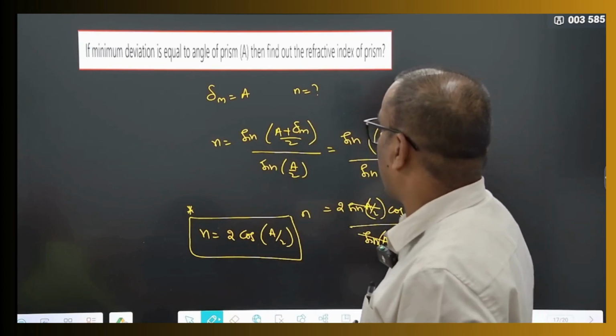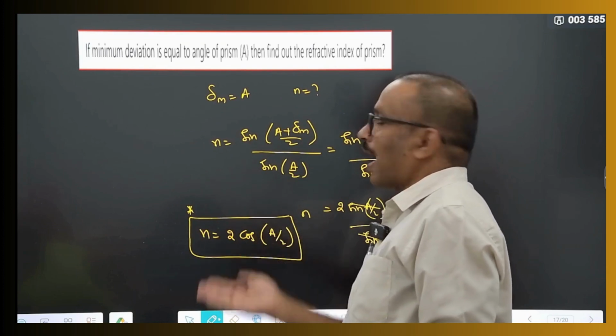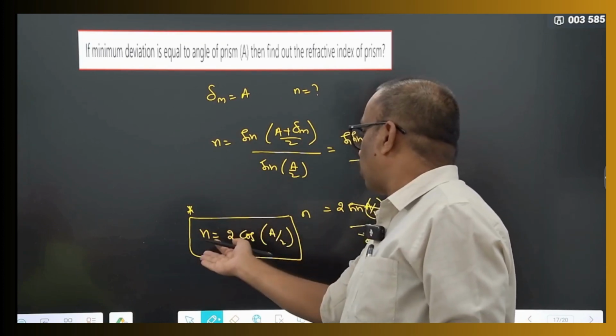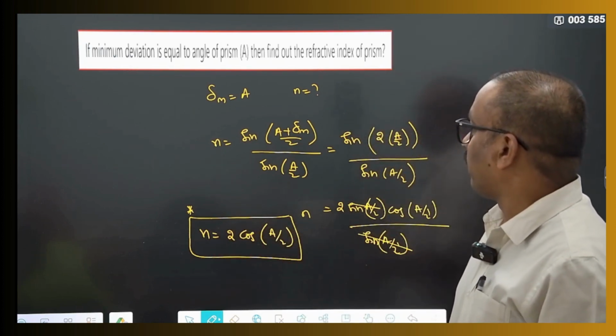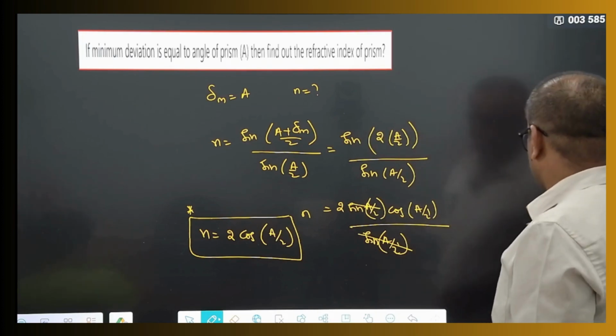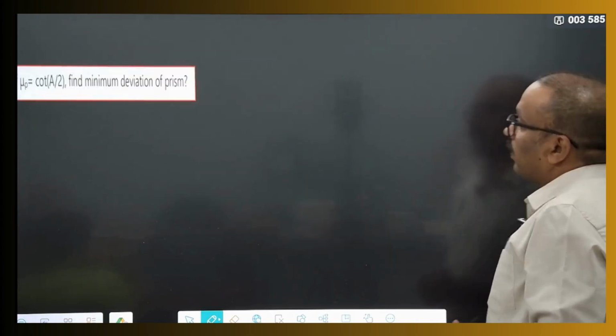Clear? Right? Sometimes they will ask you for the angle of prism also, which you can write as 2 into cos inverse of n by 2, like that. Clear? Right? Now we will go for one more question.